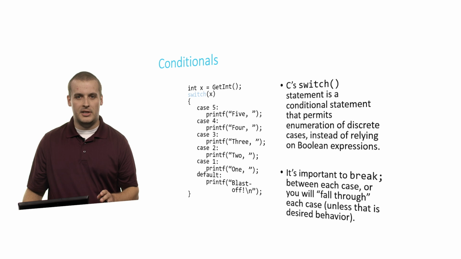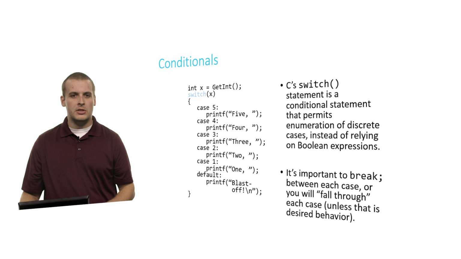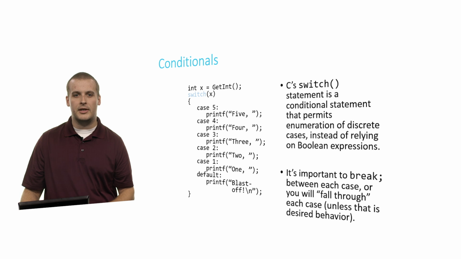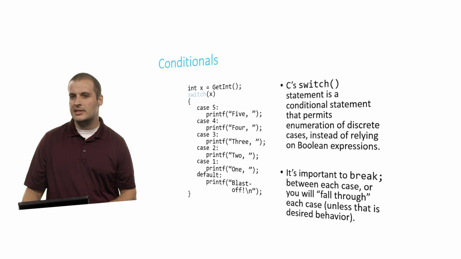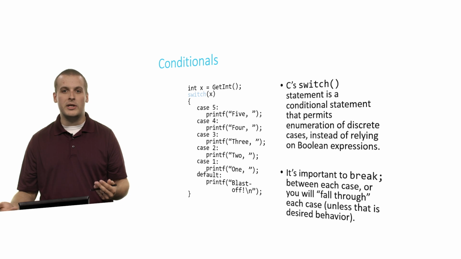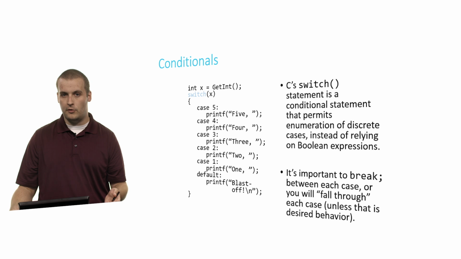So what happens here? Think for a second. You might even want to pause the video. What happens here if the user types 4? So I've asked the user for input, and they provide the value 4. What gets printed when I do that? On the previous slide, there were breaks between all of the cases, and so it would just print 4 and then stop. But in this case, it won't.